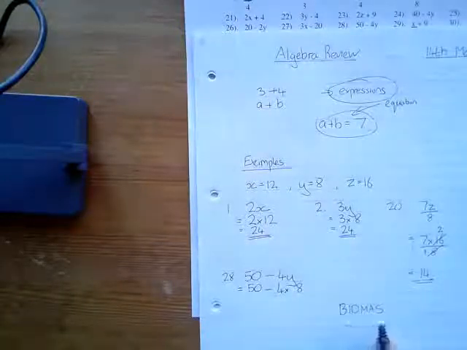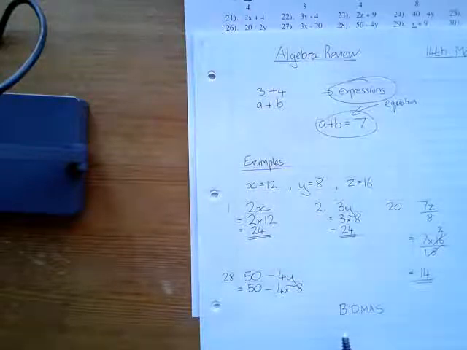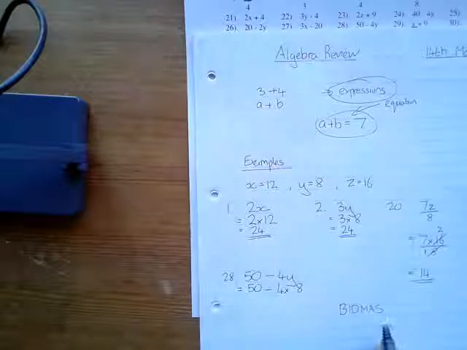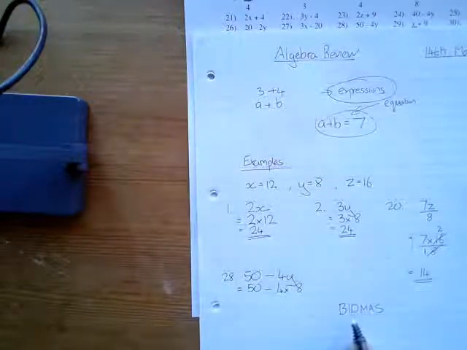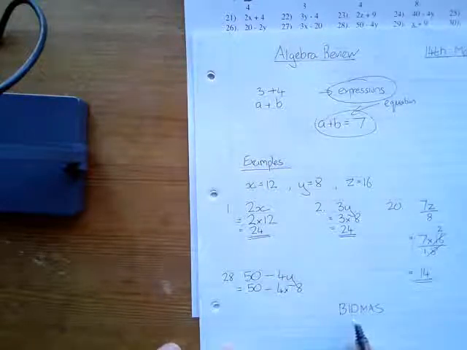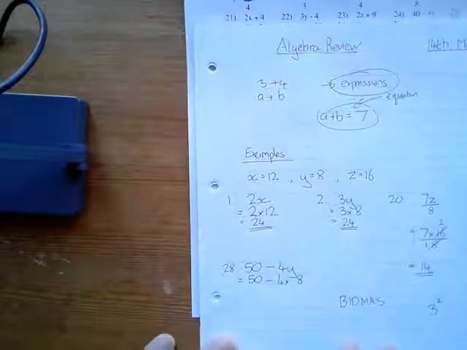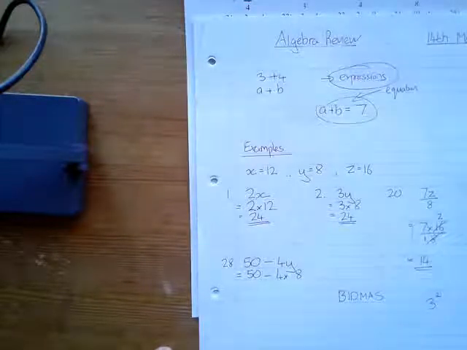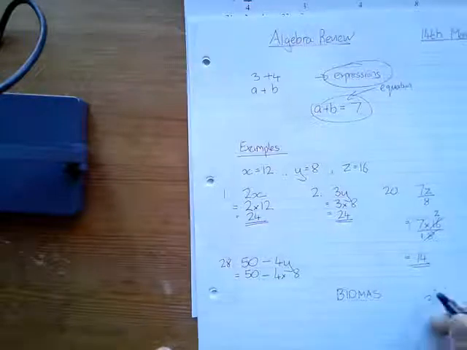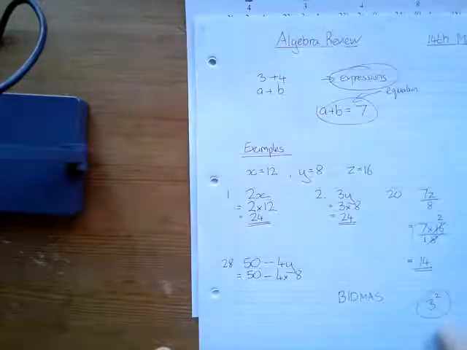2 things. How do I know which one to do first? Well, I consult my word, and each of the letters in the word stand for something you might have to do. Brackets. I stands for indices, and that's those little numbers like squares and cubes that you get. So if you saw, for example, that in a sum, you would do that before you did any multiplication, division, addition or subtraction. That's 9, for example. But you wouldn't do it before you did brackets.